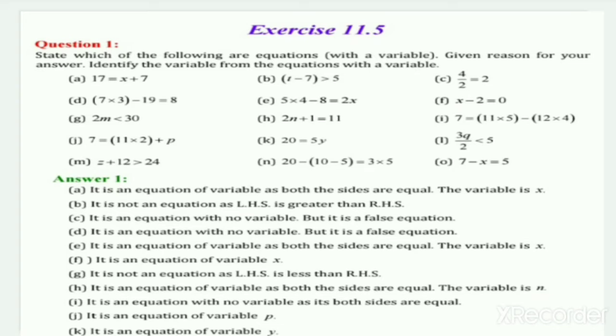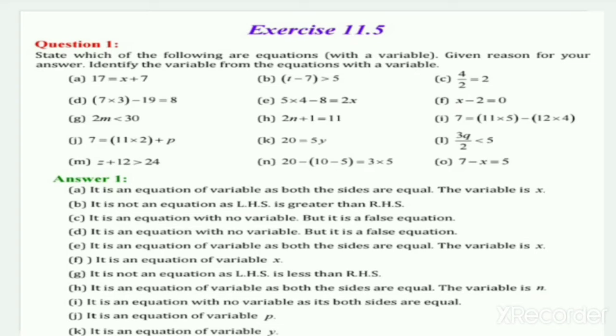Now we have the e part. 5 multiplied by 4 minus 8 is equal to 2x. So solve it. 5 times 4 is 20. 20 minus 8 is 12, right? So 12 is equal to 2x. Can you say it is an equation? Yes, it is an equation with a variable as both the sides are equal, and it has a variable x. So in the same way you can do all the parts of this exercise.